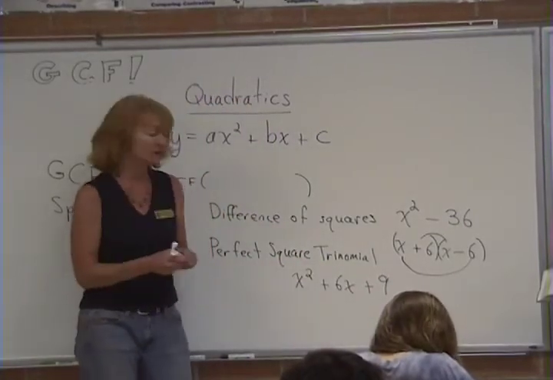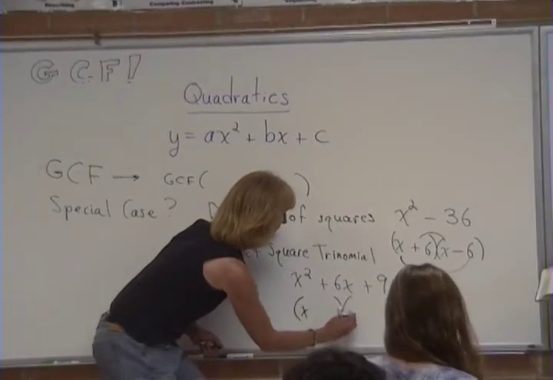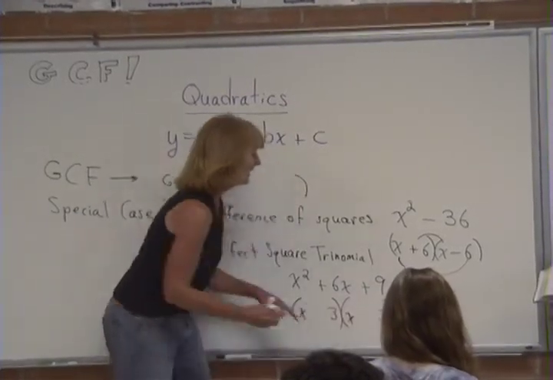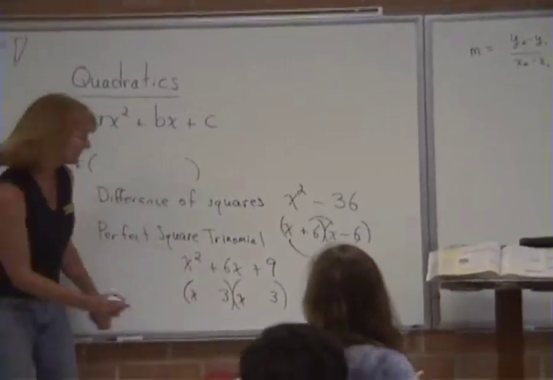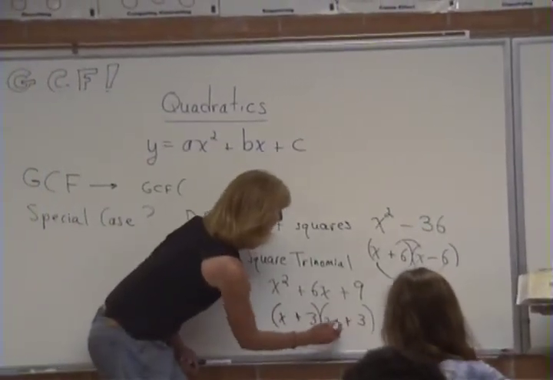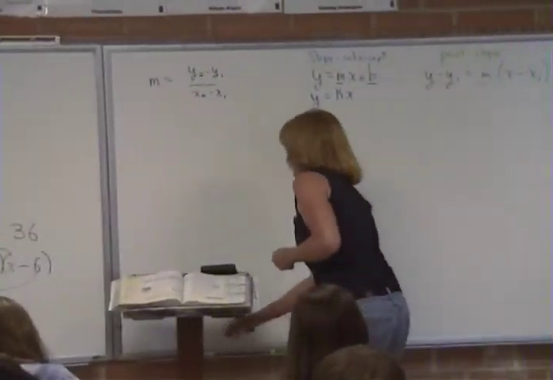When you factor it, you're going to end up with two parentheses: the square root of the first, the square root of the second. The sign will always be the sign of the middle term. So this is going to be plus, plus. So going over here, I'll show you another example of that.